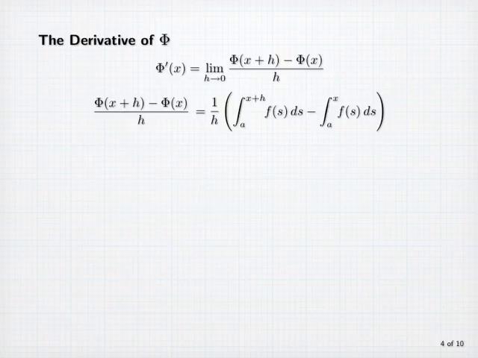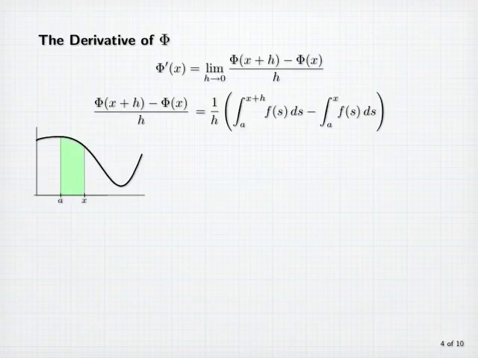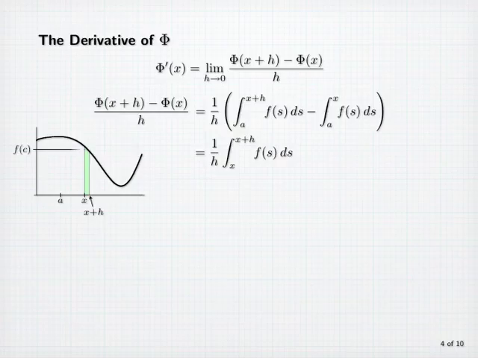Now let's think about the difference between these integrals. Suppose the graph of f looks like this. The integral from a to x will be the area under the curve between a and x. The integral from a to x plus h is the area under the curve between a and x plus h. So the difference between those is simply the area between x and x plus h, or the integral from x to x plus h of f of s ds. Now we apply the average value theorem.